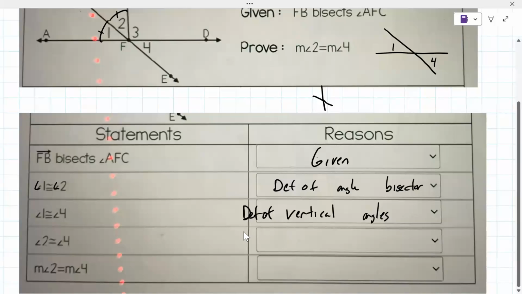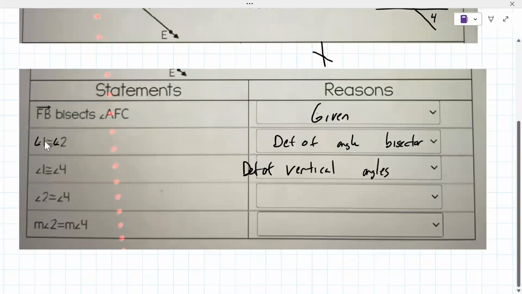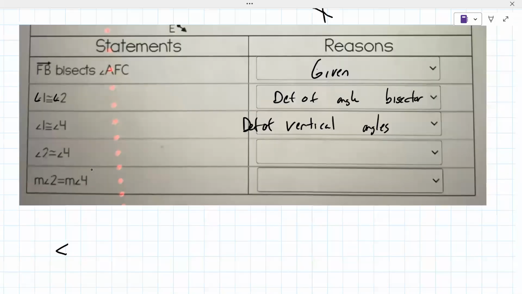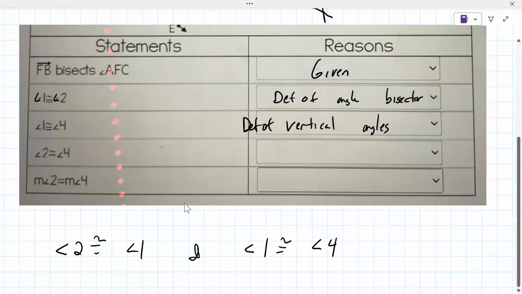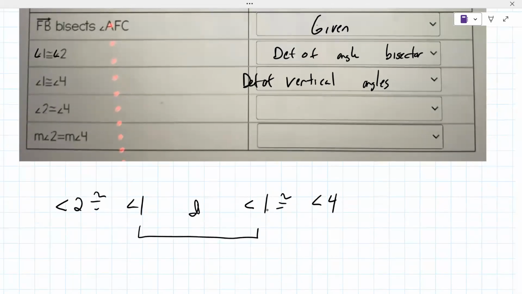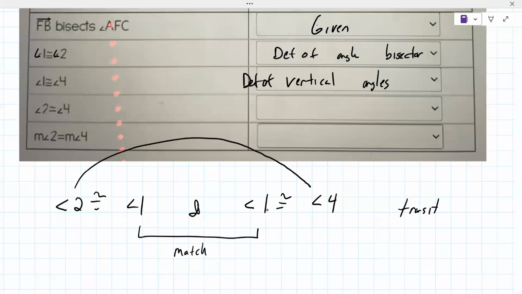So the last one, no, sorry, not the last one. The next one here is probably the most odd because we don't know where it comes from. So I'm going to have to lay this out for you. If angle two is congruent to angle one, and angle one is congruent to angle four, you see how these match right here? It's kind of like a linkage, and that means that now that these are congruent, and this is called the transitive property.